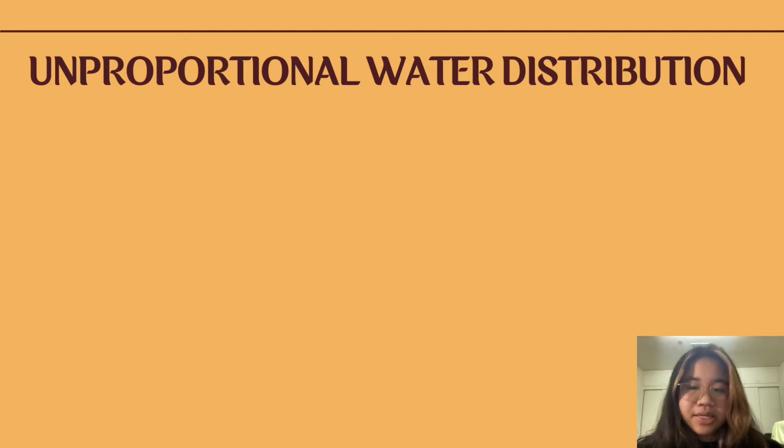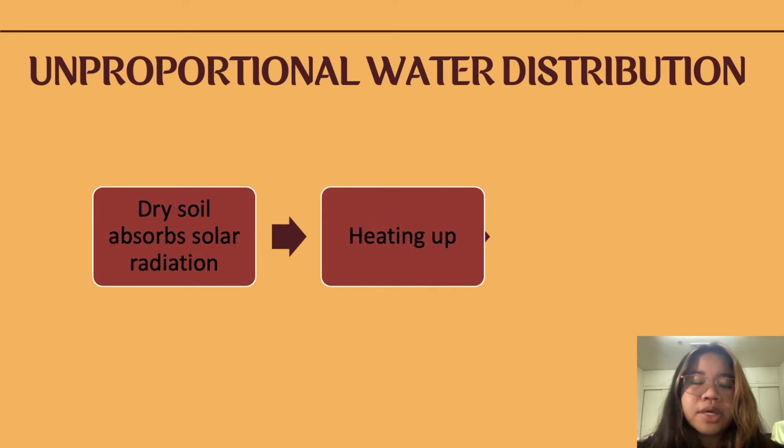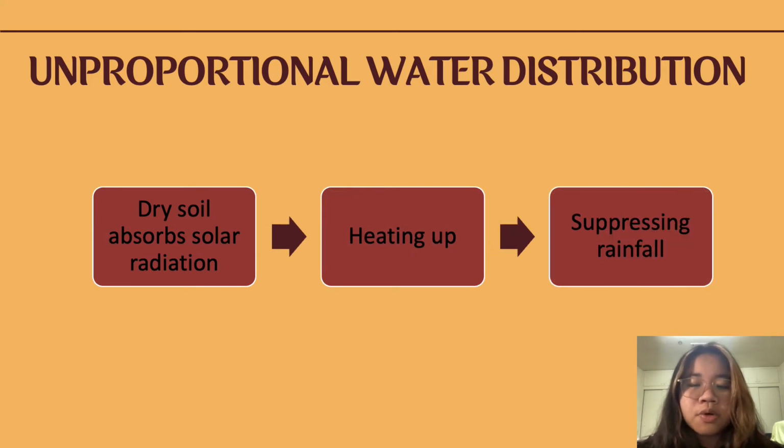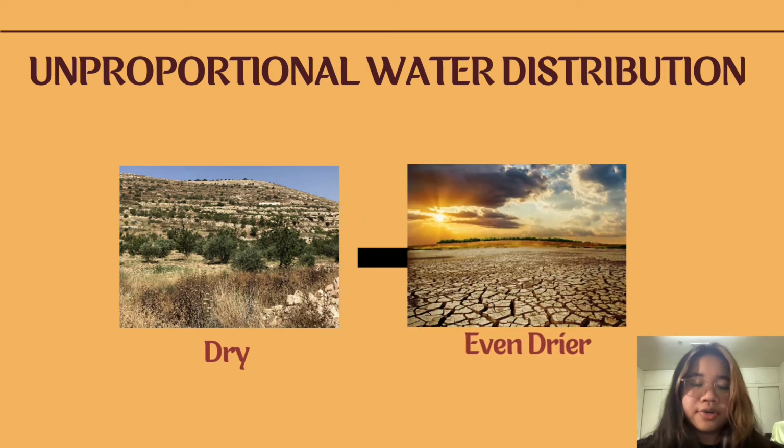And last but not least, climate change is making certain regions drier. In some areas, droughts happen in a cycle, in which very dry soils absorb more solar radiation and heat up, which will further suppress rainfall and lead already dry areas to become even drier.